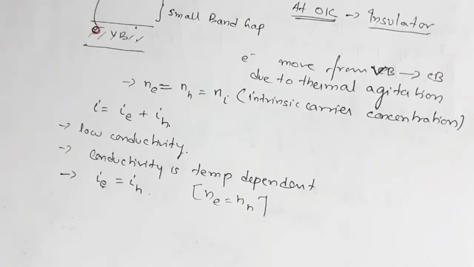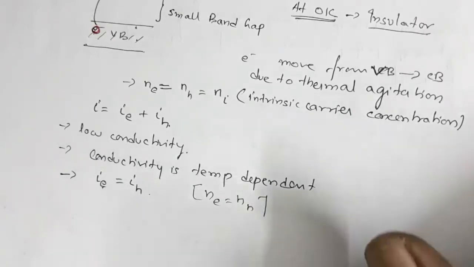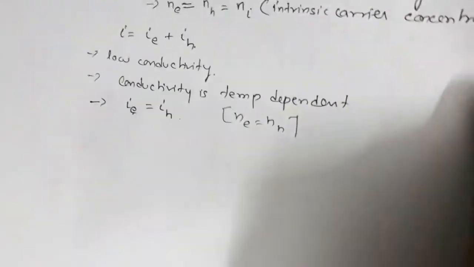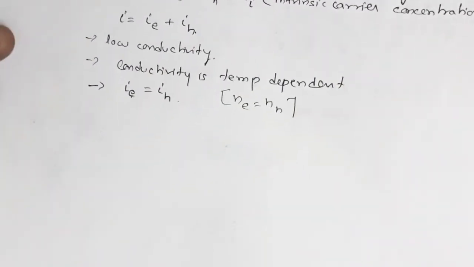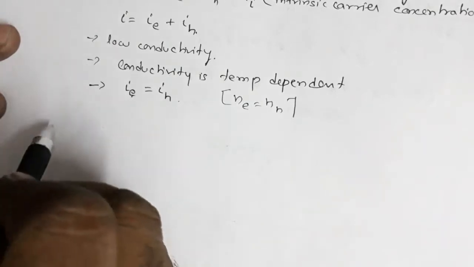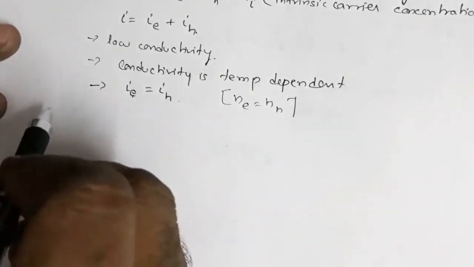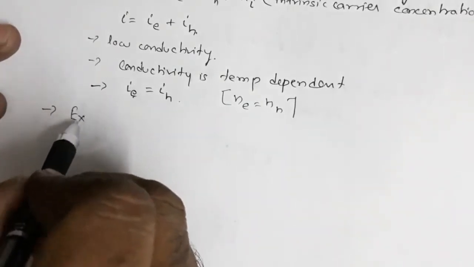So for this we have extrinsic semiconductors. Now let's see what extrinsic semiconductors are, how they are different from intrinsic semiconductors, and what is the benefit of using extrinsic semiconductors.